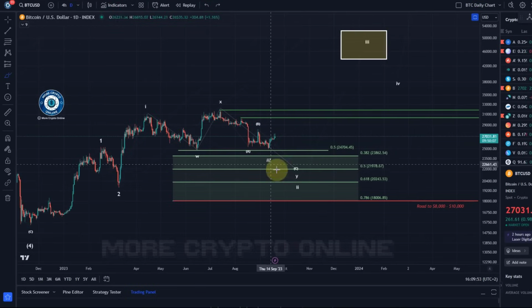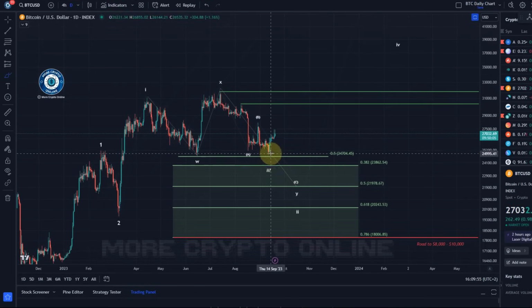However, as an alternative, there's always an alternative. The low is already in, but it would need to prove that to us. Currently, it doesn't appear likely. Well, I shouldn't say it doesn't appear likely. It is a likely scenario. Otherwise, I wouldn't highlight it as an alternative scenario. But I just don't have the evidence on the shorter time frame.